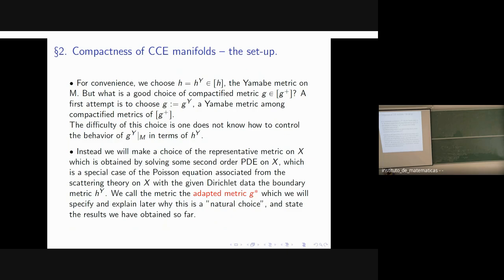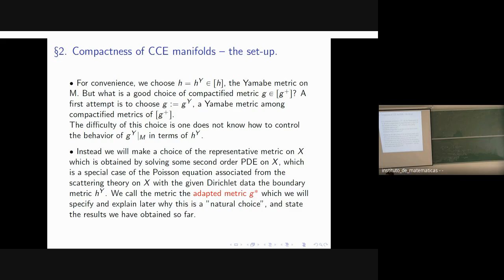Okay, so to set up the problem on the boundary, it is convenient to choose the representative to be the Yamabe metric, with constant scalar curvature, so it is easy to handle. And now, how about in the interior? In the interior, for a compact manifold with boundary, we also have Escobar's result telling you there is a constant scalar curvature metric, the Yamabe metric.